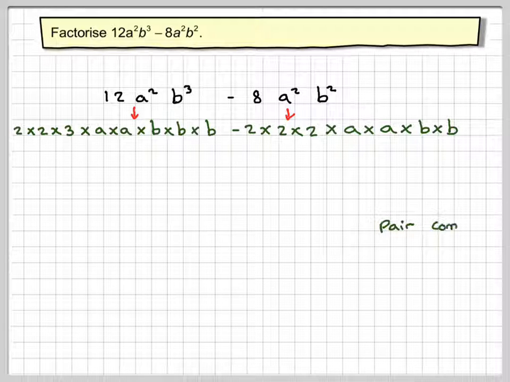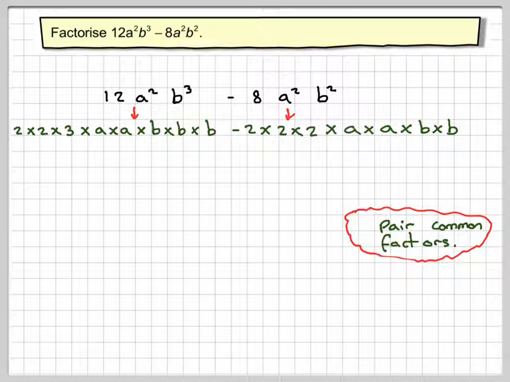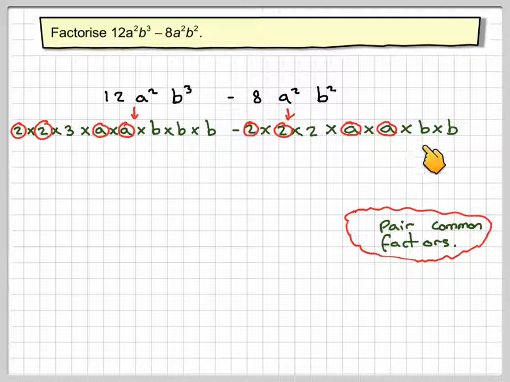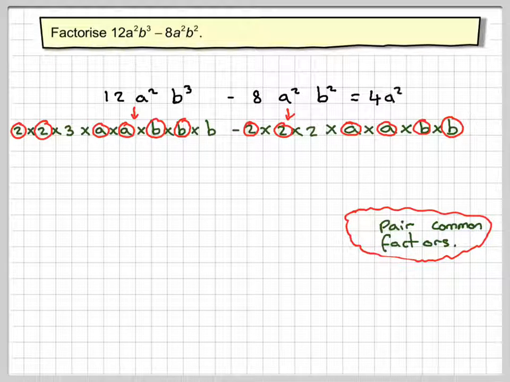Right, pairing up, pair common factors, so pair a 2 and a 2. There aren't any 3's in common, so we've got an a and an a, and then we've got a b and a b, and a b and a b. So this is going to be equal to 4a squared b squared.